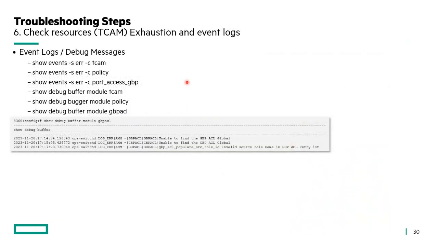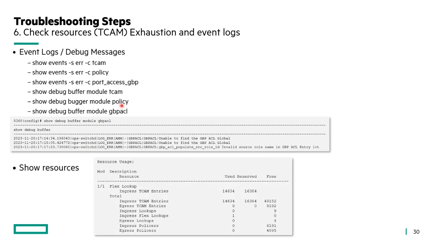And just some additional commands for debug and the event logs for the TCAM, the policy, and also the port access GBP modules. And then the debug buffer commands that are the equivalent for how to take a look at what's going on from a system perspective for GBP. And as this feature does use the TCAM, we want to show resources to verify the entries that are being exhausted, because as we mentioned, the other features do use the TCAM. So this is a good command to verify if for some reason the policy decisions or policy actions aren't taking effect. You're not seeing traffic either permitted or denied as you'd expect. You want to first check the event logs and then as well check the resources.